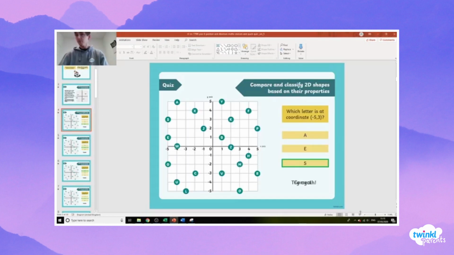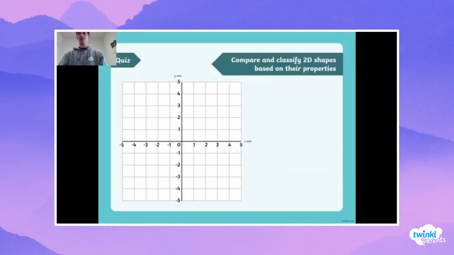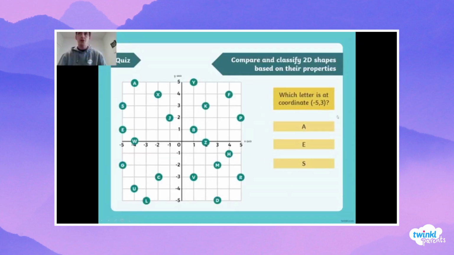So, a few quick games now, just to go through this, a little quiz. So, which letter is at the coordinate -5, 3? Is it the A, E, or S? Which one is at -5, 3?